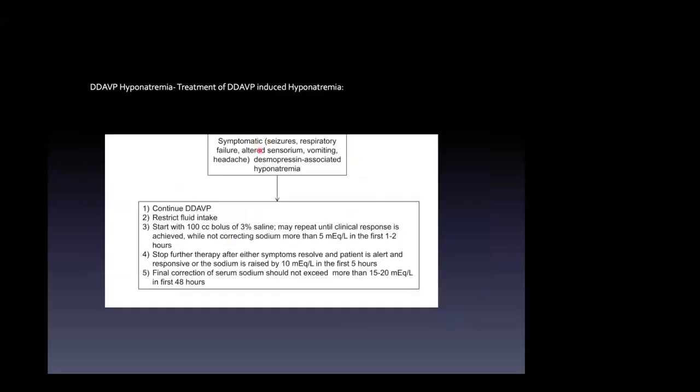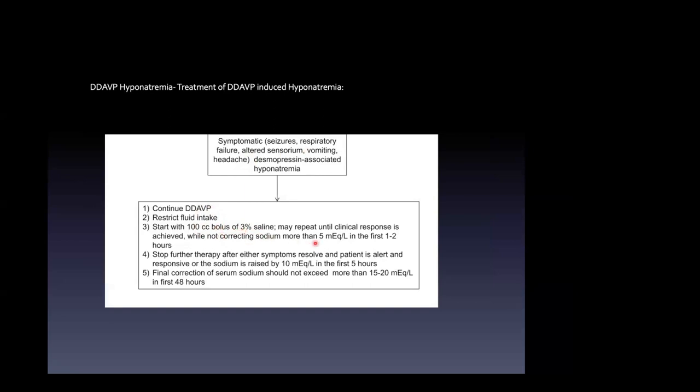This was a case which I found in the literature, a patient with symptomatic hyponatremia with seizures. Obviously, when you have seizures, I would recommend giving boluses of 3% saline. And here you can see the authors of this study also continued the DDAVP. If you did not continue the DDAVP, the urine osmolarity would drop. You would get a reverse urine osmolarity and you would have a rapid increase in your sodium level, right?